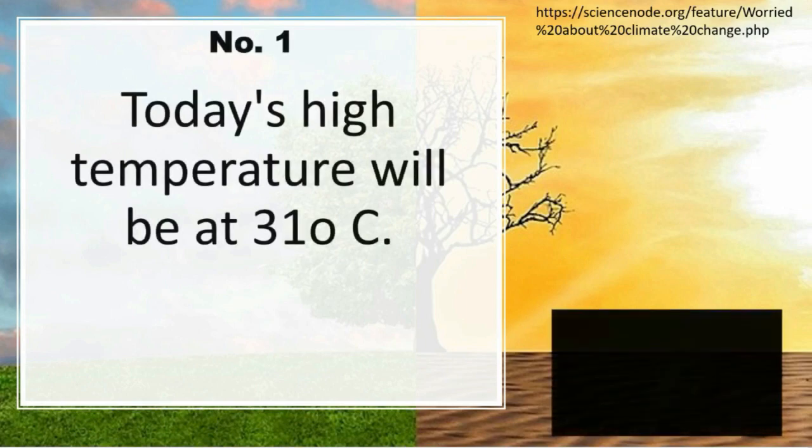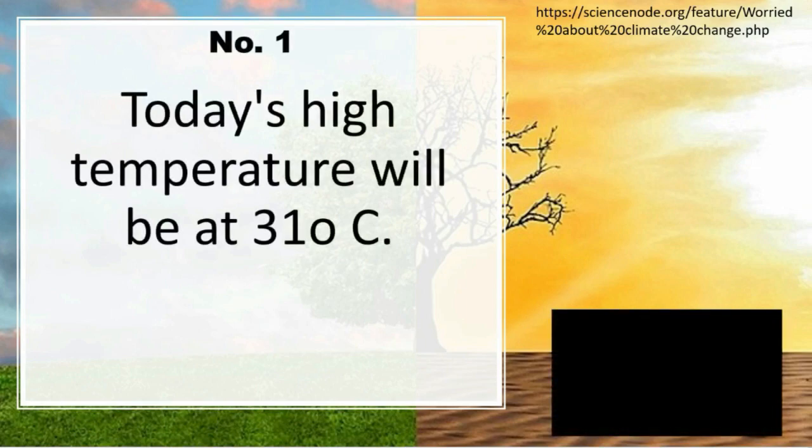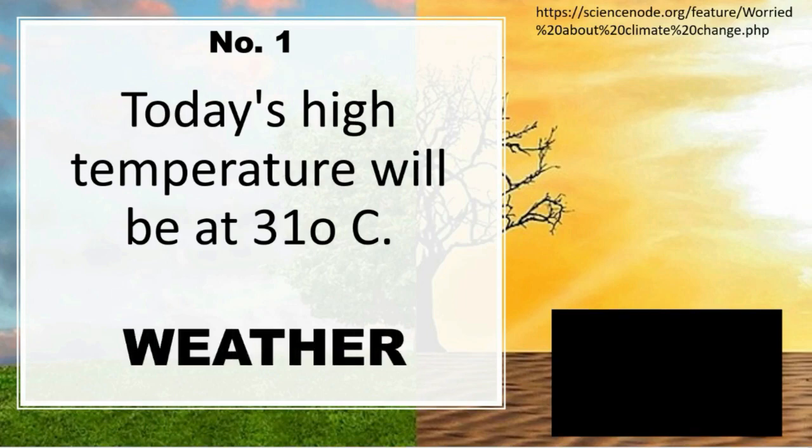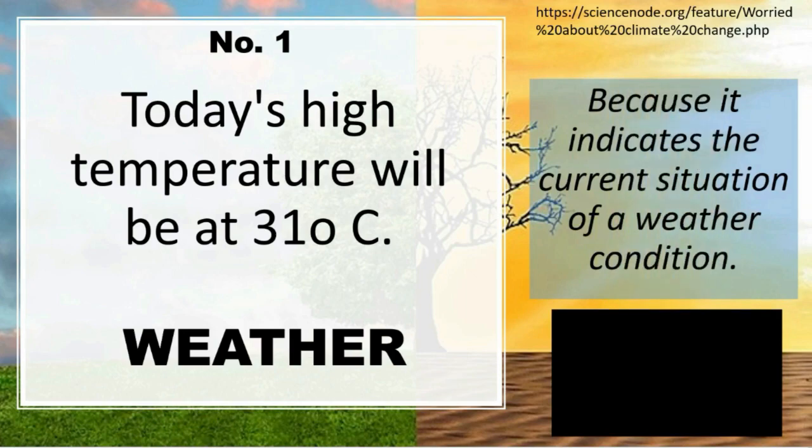Number 1. Today's high temperature will be at 31 degrees Celsius. Is it a climate or a weather? Comment now on your answer. Time is up. The answer is weather, because it indicates the current situation of a weather condition.